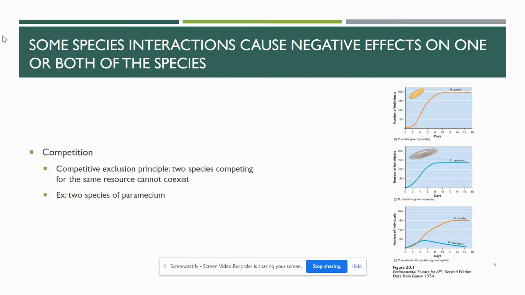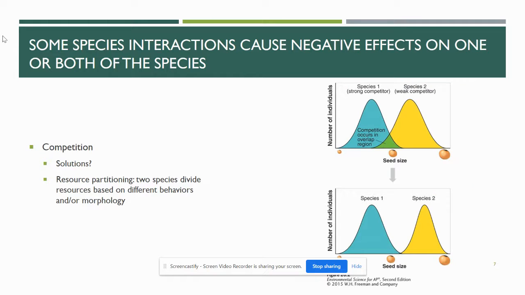In order to allow species to use the same resources, they have to go through resource partitioning. This could be based on time or space, or maybe they adapt to eat something totally different, like with the birds here. So one species ends up adapting to eat the smaller seed size so that there's no overlap.